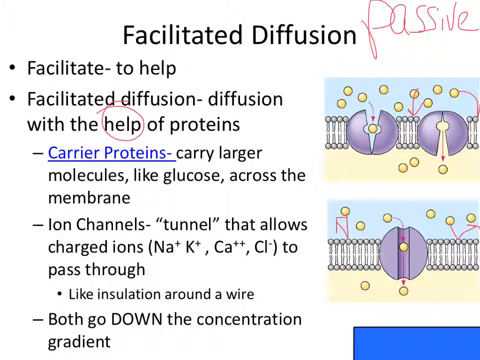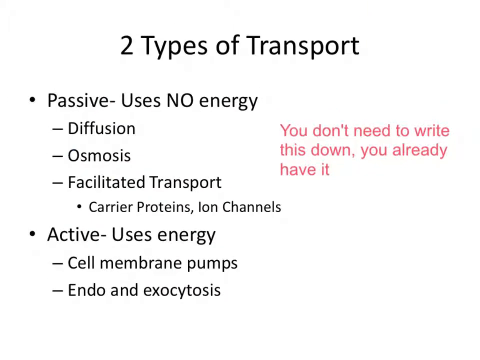If there were 30 of these molecules down here, then there would be a high concentration and they would be going the other way. But it's not. We're going from high concentration down to low concentration. And it can go either way. It can go into the cell or out of the cell, depending on where that concentration gradient is.